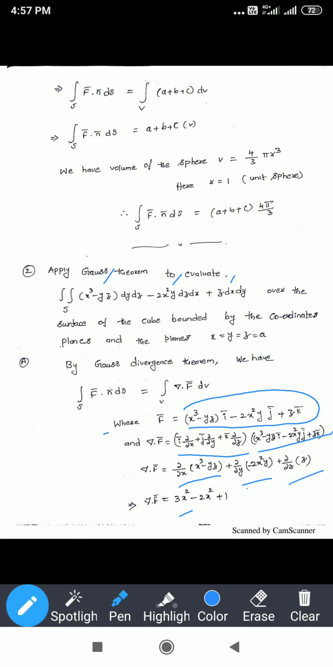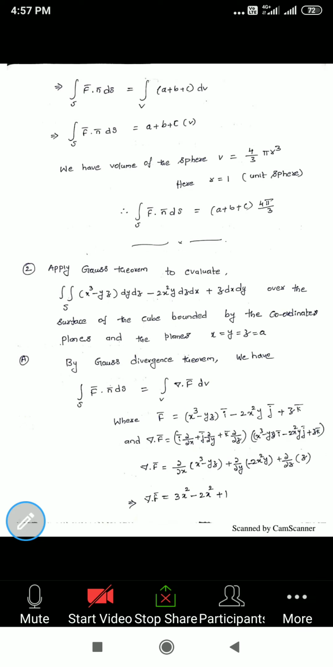So totally, dou by dou x of this gives 3x square only. Come to the second term, dou by dou y of minus 2x square y. Minus 2x square is a constant, and differentiating y gives 1, so totally you get minus 2x square. And dou by dou z of z is 1. So the value of del dot f bar is 3x square minus 2x square plus 1.